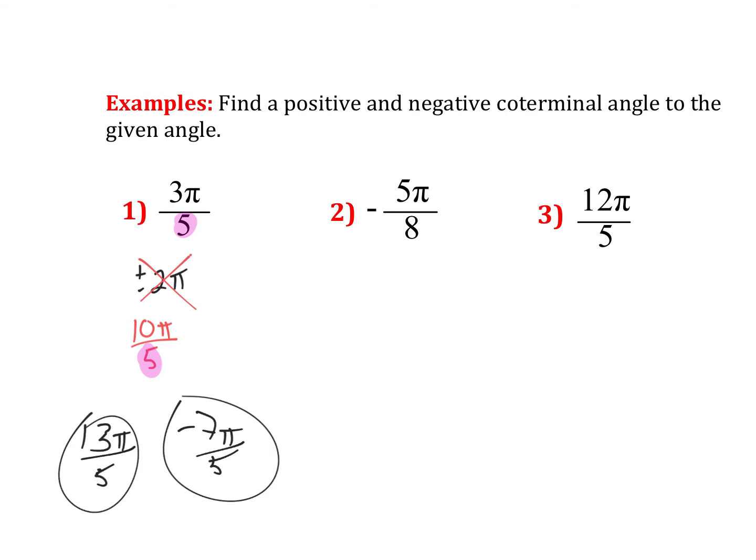Let's do the same thing here for negative 5 pi over 8. What I'm going to suggest is move that negative onto the numerator just for simplicity's sake. We're going to add or subtract 2 pi, but I can't just think of it as a 2 pi. I'm going to think of this as a 16 pi over 8. Basically, I just want the numerator twice as big as that denominator.